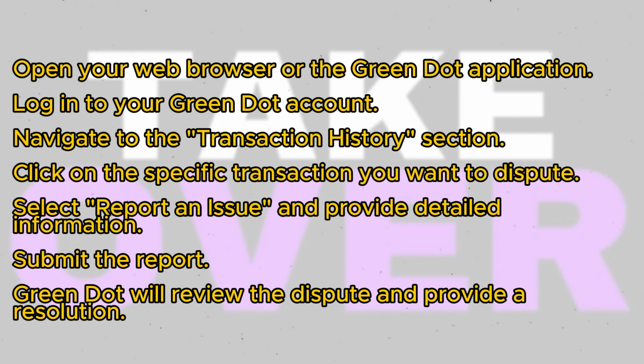If using a browser, navigate to www.greendot.com. Log into your account. Once logged in, locate the transaction history section. Here, you'll find a list of your transactions.